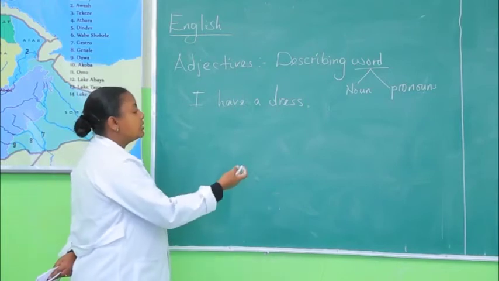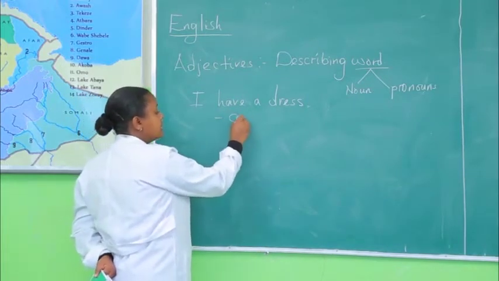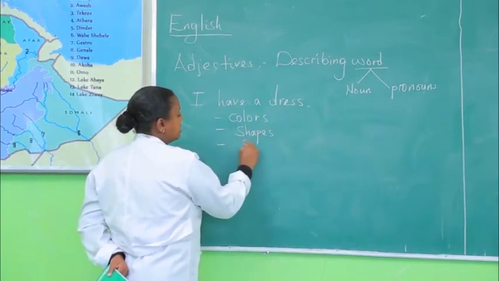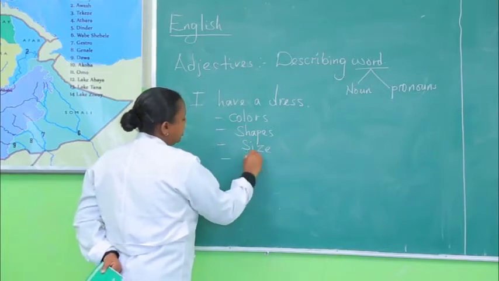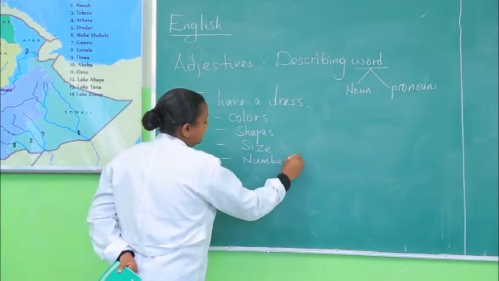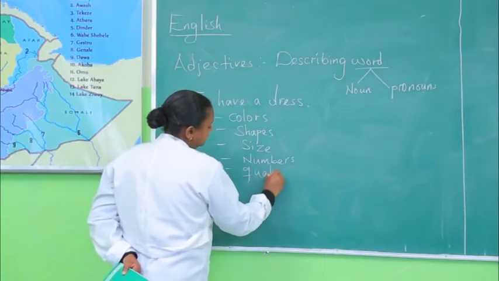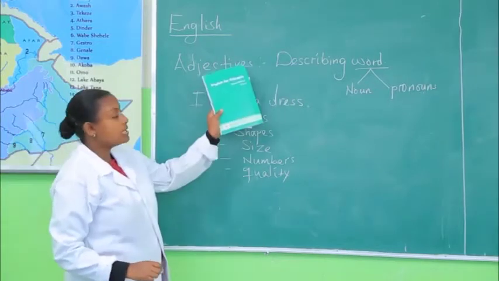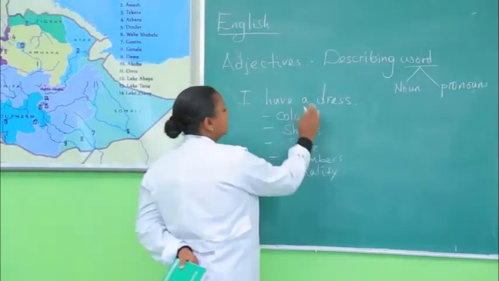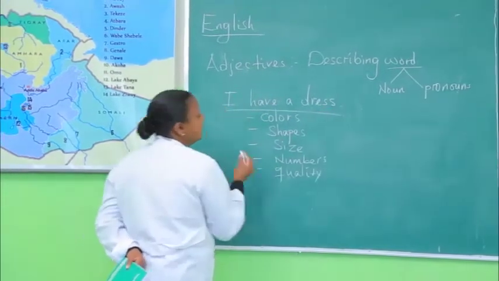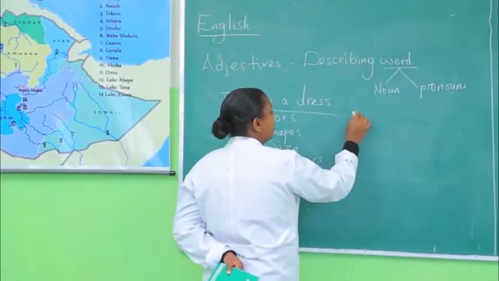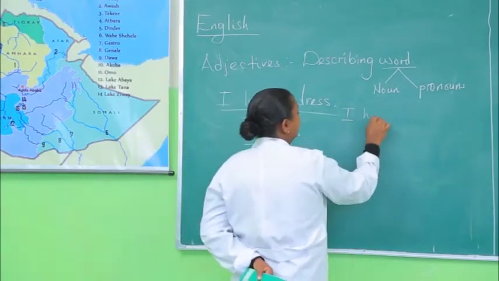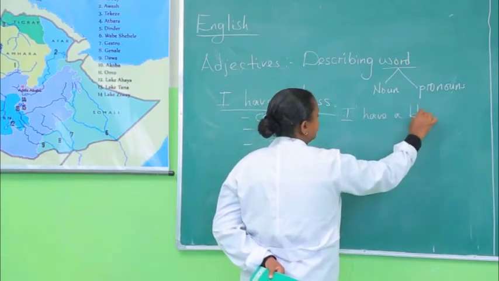Describing words. So adjectives can describe colors, shapes, size, numbers, and quality. So these things can be described with adjectives. Like for example, I can make this sentence, I can add another adjective to tell you additional information about my dress. Like, I have a blue dress.